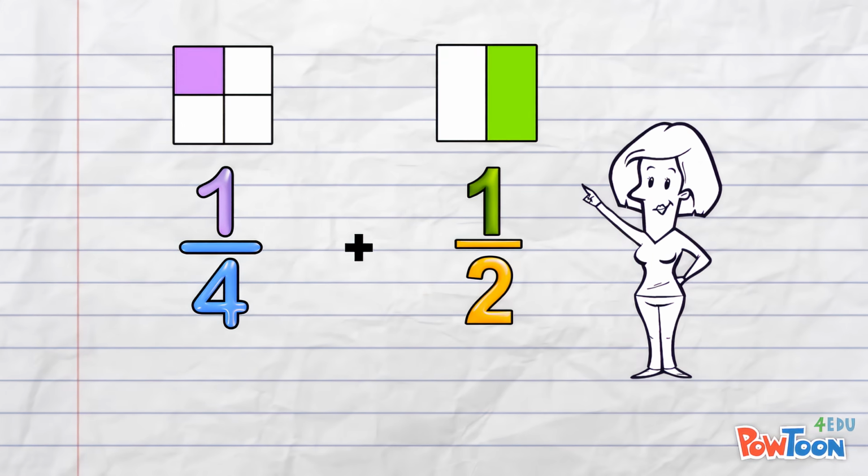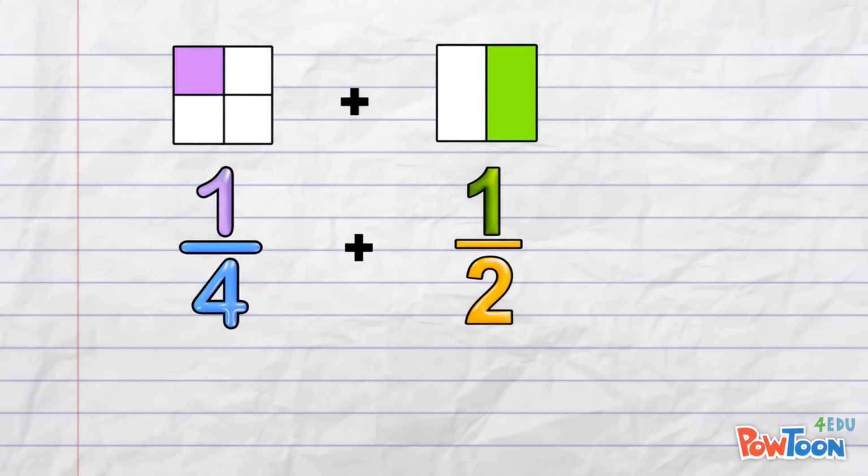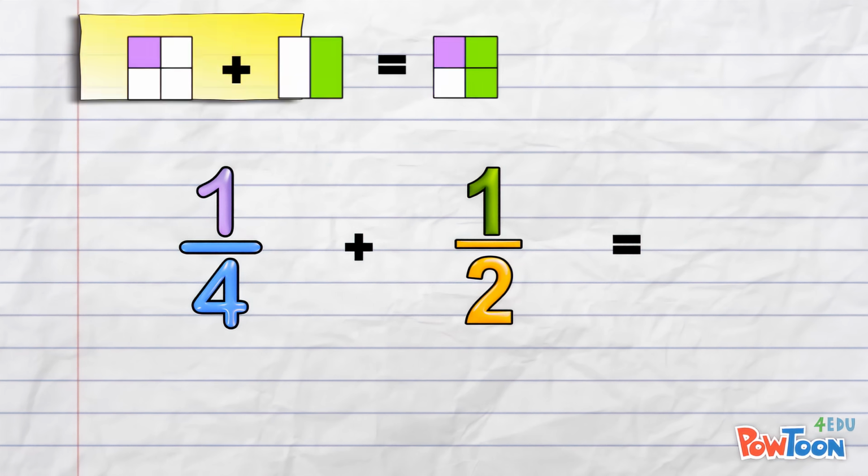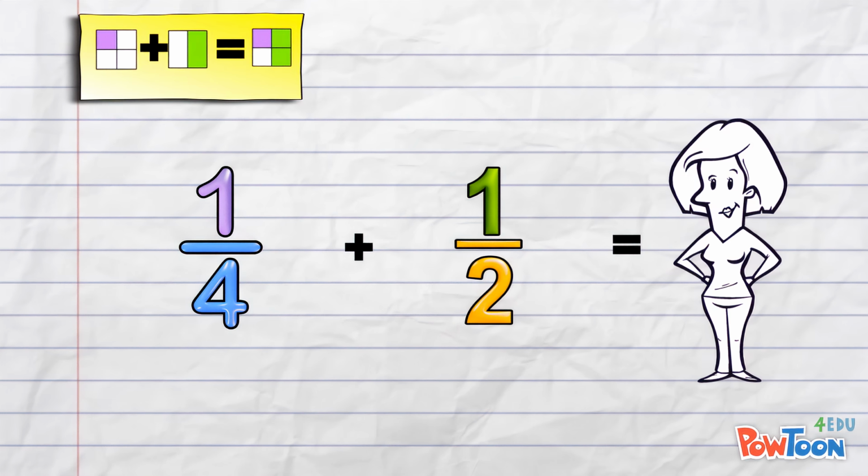Here's a diagram to represent each fraction. And you can see that if we add these together using the diagrams, this is what we get. 1, 2, 3 quarters. Let's save that up here on a note. We can also add these fractions without using diagrams. The first step is to make it easy for ourselves.